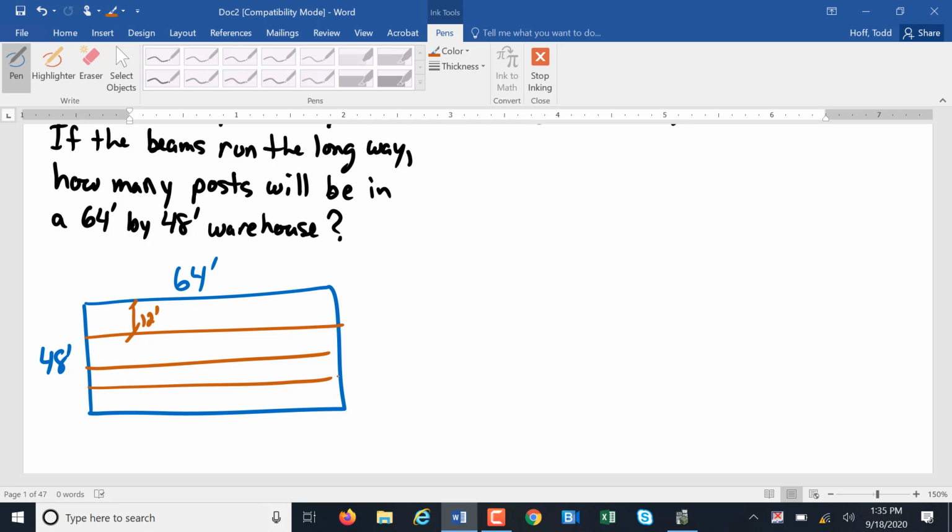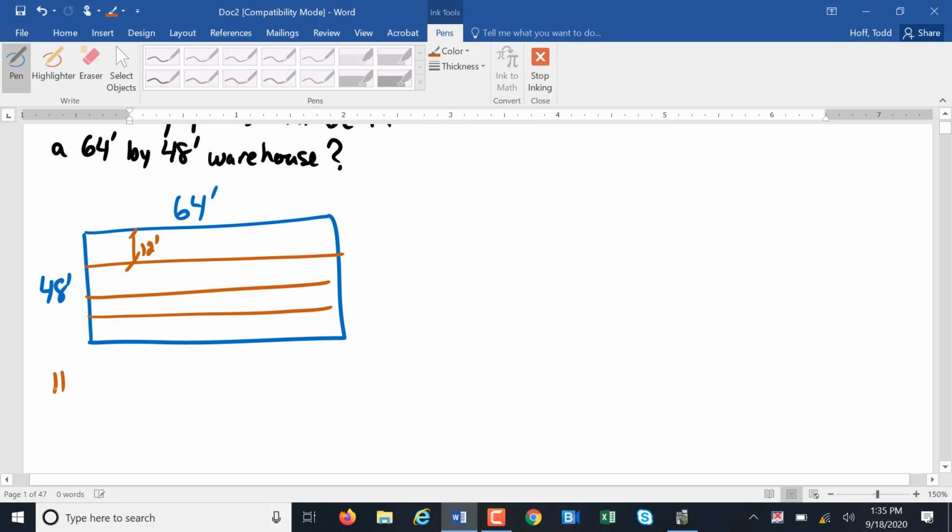But when we're looking at this, if I want to know how many beams are needed, hey, Gabe, I'll get you checked off here.